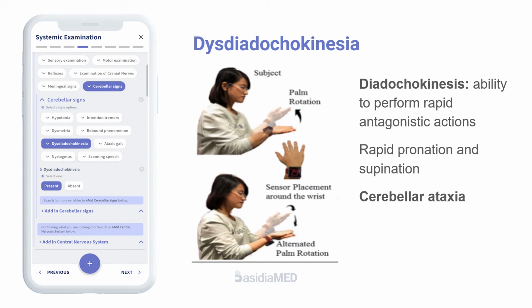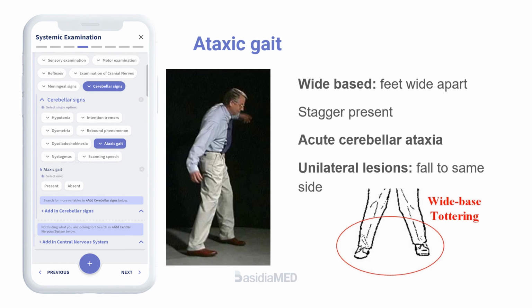Some signs observed in cerebellar disease, but do not help to diagnose the site of lesion, include ataxic gait, nystagmus, speech disturbances, and vertigo. Ataxic gait is seen in acute cerebellar ataxia. When the patient is asked to walk, the patient walks with their feet wide apart, known as wide-based gait, and resembles persons who have ingested excessive alcohol. In unilateral cerebellar lesions, the patient may fall towards the side of the lesion.